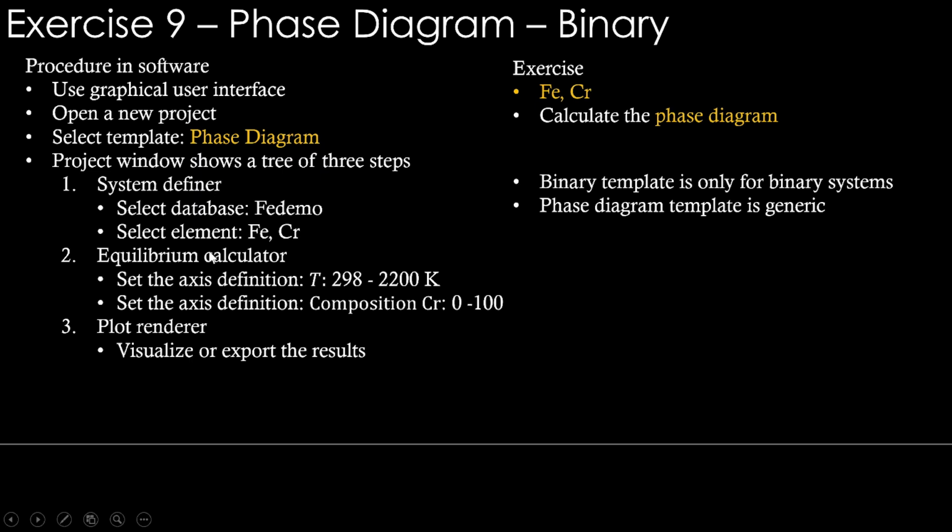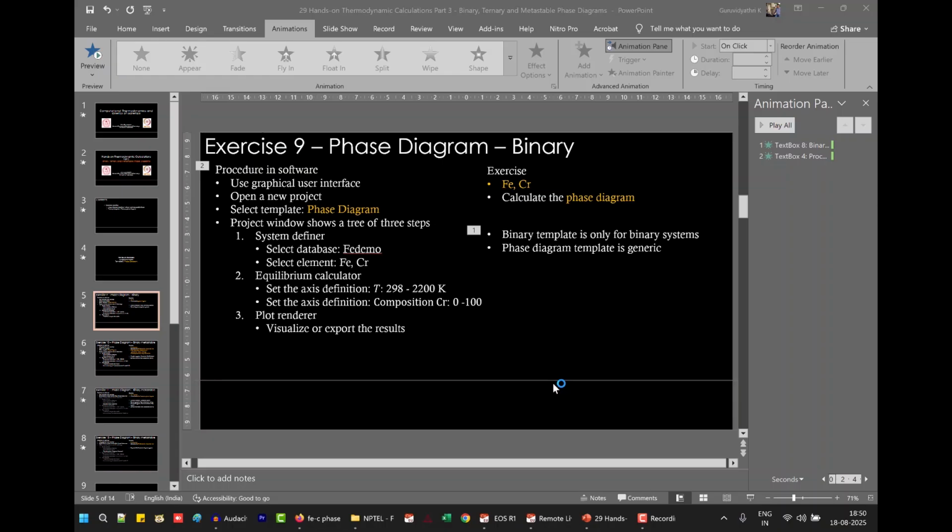In that we will have again these three different stages. So we have to select the database FE demo, select elements Fe-Cr, not much change in that. In the equilibrium calculator, we have to set two axis definitions. In a phase diagram template, we get to choose two different axes. For the first axis, we are going to choose temperature 298 to 2200. For the second axis, we are going to choose composition of chromium from 0 to 100. Then we can visualize the phase diagram. Let's do that.